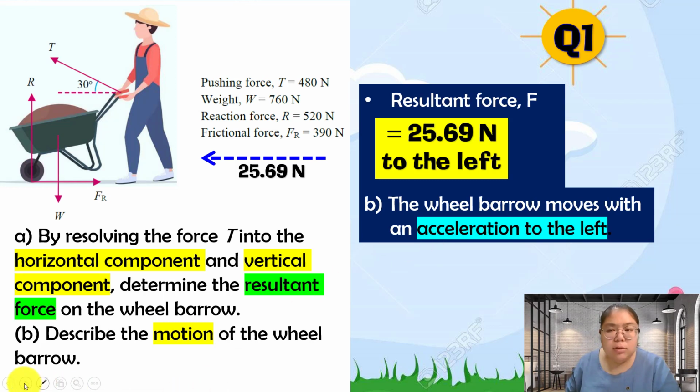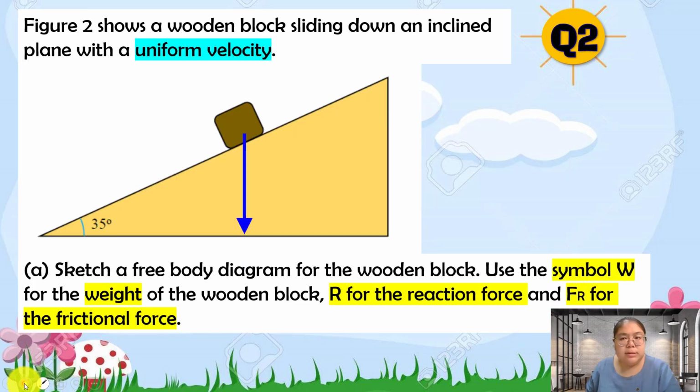Okay, then we go to the second question. The second question now they show about the wooden block sliding down an inclined plane with uniform velocity. Okay, the keyword is uniform velocity, so means there's a balanced force. Now you need to sketch the free body diagram for the wooden block.